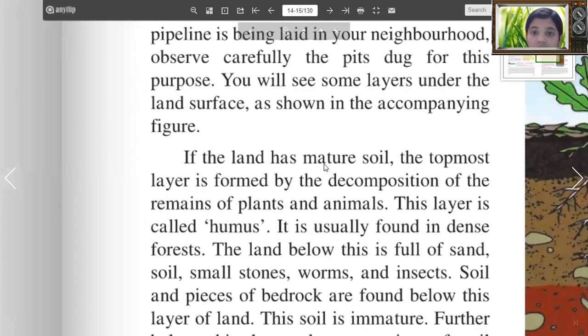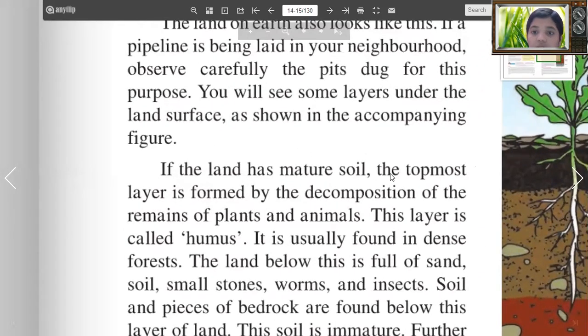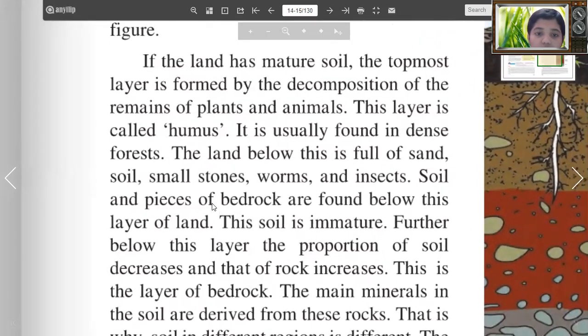If the land has mature soil, the topmost layer is formed by the decomposition of remains of plants and animals. This layer is called humus. It is usually found in dense forest. The land below it is full of sand, soil, small stones, worms, and insects. Soil and pieces of bedrock are found below this layer of land.